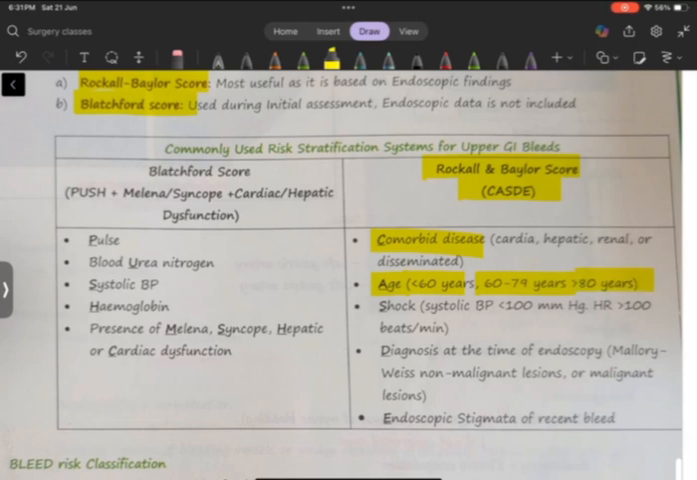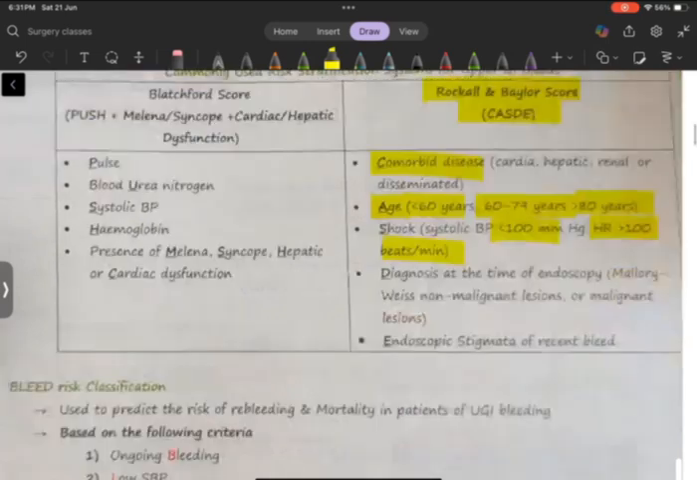Again, shock: if the patient has presented with upper GI bleeding, or has come with complaints of vomiting of blood, you measure vitals, and if the BP is less than 100 mmHg, then it is more risk. If there is tachycardia, that means the body is trying to compensate for the loss, hence the heart is beating faster. So if the heart rate is more than 100 beats per minute, then these two will add a score. Other than that, the diagnosis at the time of endoscopy, like Mallory-Weiss tear, non-malignant lesions or malignant lesions, will again carry a score.